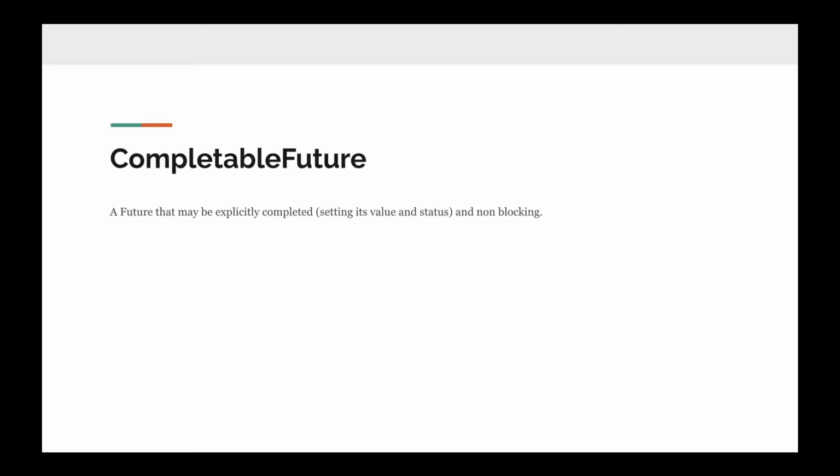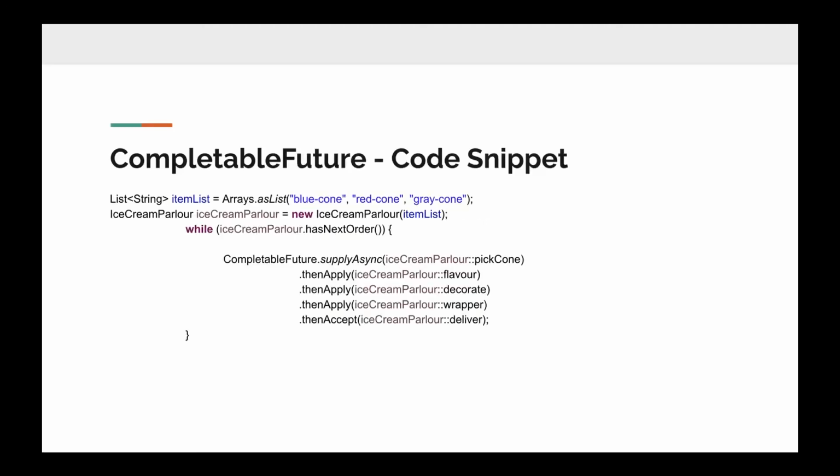The future that may be explicitly completed, setting its value and status in a non-blocking fashion. So you will not wait like a Future. The CompletableFuture will submit all the data, but it will wait to collect the data result. So here, consider a CompletableFuture supplyAsync. Still you can do synchronous also, but the async is what we need here.